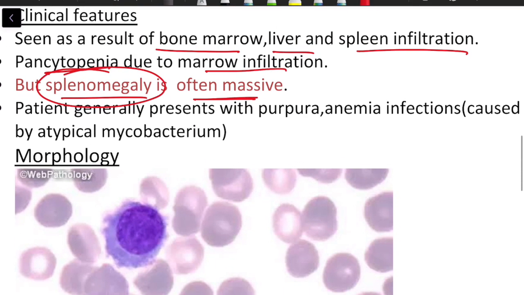And splenomegaly is often massive, and this is very commonly seen. This is very important. Now the patient generally presents with symptoms due to cytopenia: purpura, obviously due to low platelet counts, anemia due to fewer red blood cells, and infections due to a decrease in neutrophils, basophils and eosinophils. Generally these infections are caused by atypical mycobacteria.